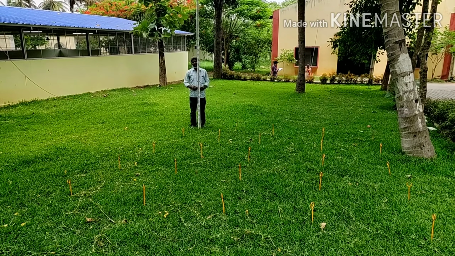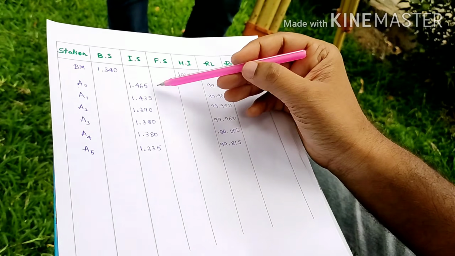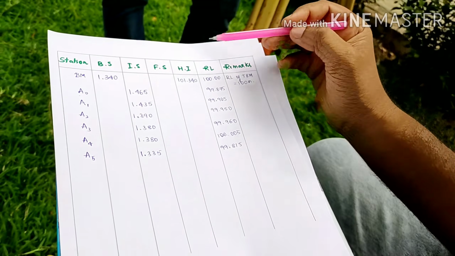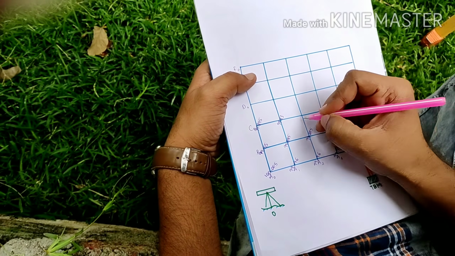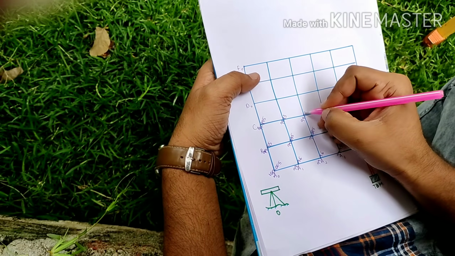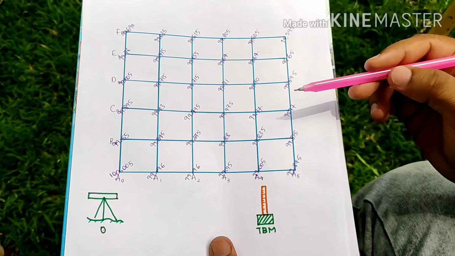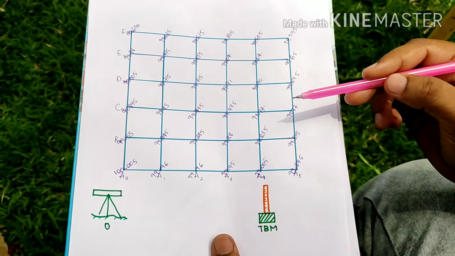Similarly, we should take the readings at each point of the block. Enter the readings taken on the block and calculate the reduced level of the block by using the height of instrument method. After calculating the reduced levels of all the points, enter the reduced level in the block, that is 99.975. After entering all the reduced levels in the block, we have to draw the contours by the arithmetic interpolation method.